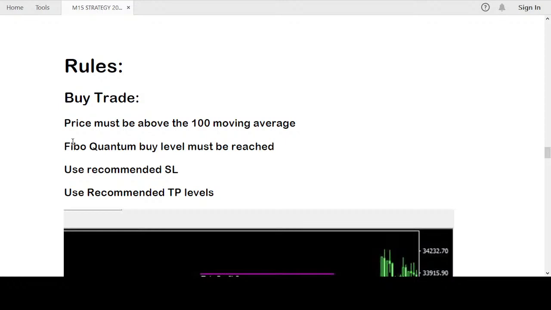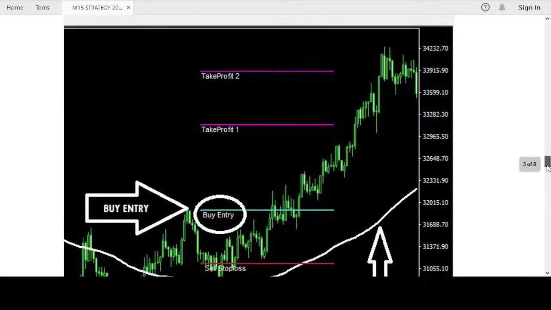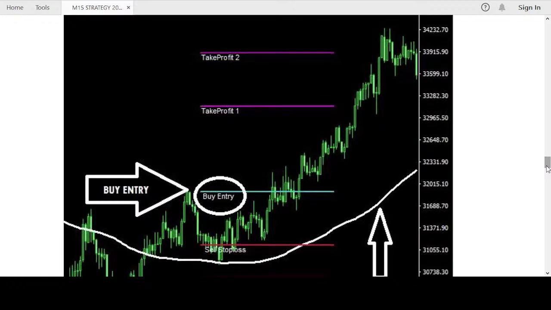So let me just show you what a valid buy trade looks like. The first thing is the price. It must be above the 100 period moving average on the chart, and then the second thing is the buy price level must be reached. And then if the buy price level is reached, then you can use the recommended stop loss levels and the recommended take profit levels. So this is what it looks like in picture form. As you can see, guys, this is what a typical good buy trade would look like. And as you can see, it's very easy to spot, especially if you know what to look for.